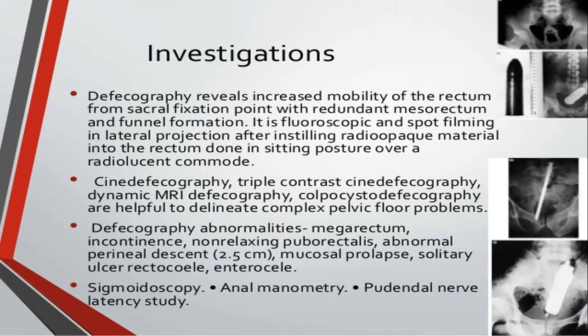Investigation: defecography, which we discussed earlier, is the investigation of choice. It is a contrast-based X-ray which shows you different findings. It shows a megarectum, incontinence, non-relaxing puborectalis, perineal descent, and solitary ulcer with rectocele. Sigmoidoscopy, anal manometry, and pudendal nerve latency are also helpful. With these investigations you can identify other associated pathology.